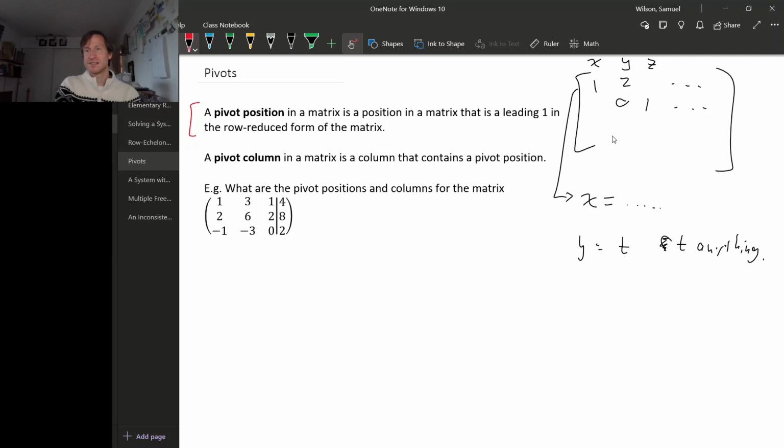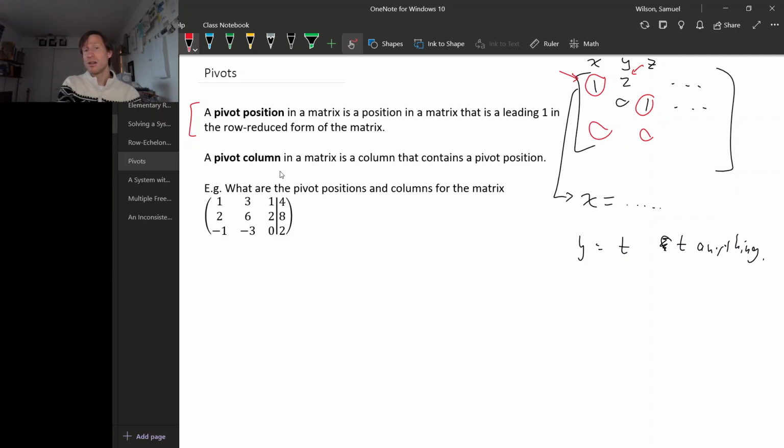So in this partially written down matrix, this one here is a pivot position because, at least if everything else is 0 down here, then this matrix is in row reduced form, or row echelon form. So this is a pivot position. This one here is also a pivot position, but this one too isn't a pivot position.